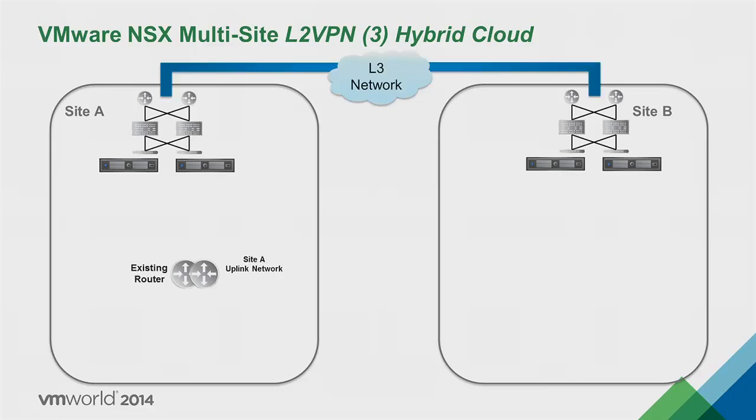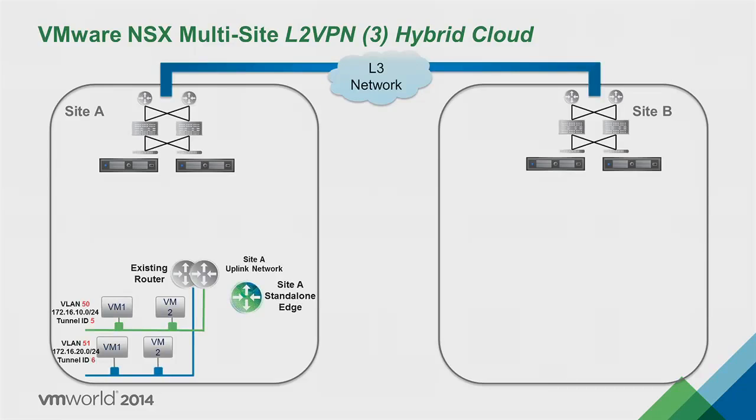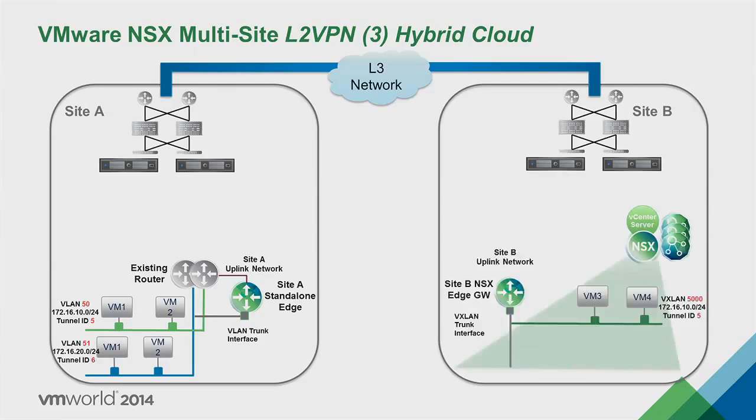We also support a hybrid cloud option. The big difference here is that the edge is actually deployed in a standalone fashion, layer 2 only. So we again have a trunk interface, but it uplinks to an existing router at your site, at the remote location. In this case, we're actually extending two VLANs here, VLAN 50 and 51, to VXLAN 5000 and 5001 at the service provider site.